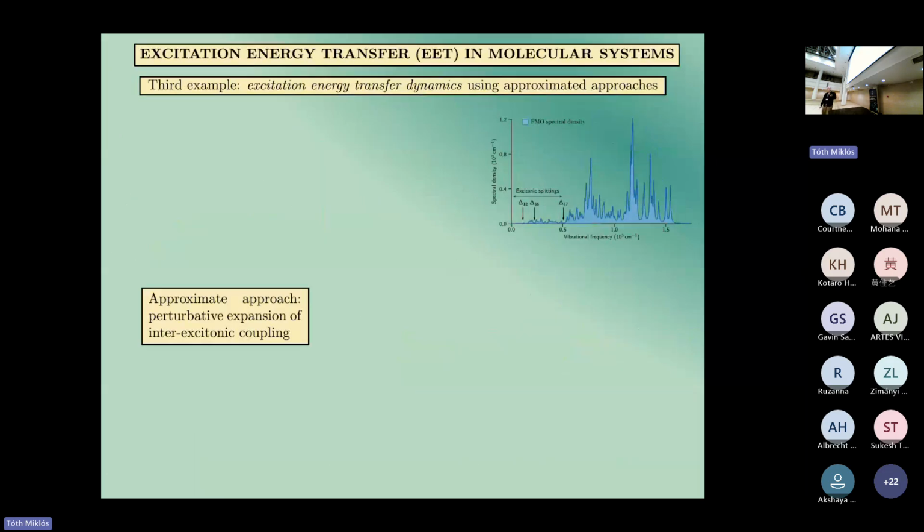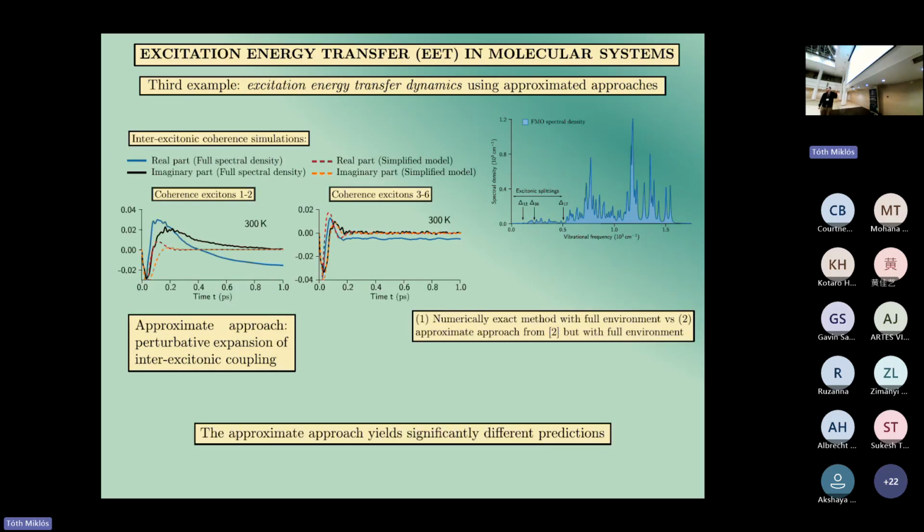And even if we consider the full spectral density, but still use this approximation, which is the perturbative expansion of the interexcitonic coupling, nothing changes so much. So at room temperature, interexcitonic coherences decay within 200 femtoseconds, no oscillation on top of it. So this approximation does not recover these picosecond timescale interexcitonic coherences that are instead included if you do numerically exact simulations considering the full environment.